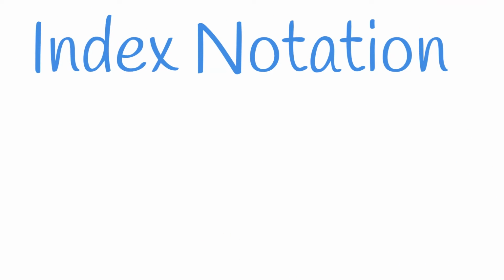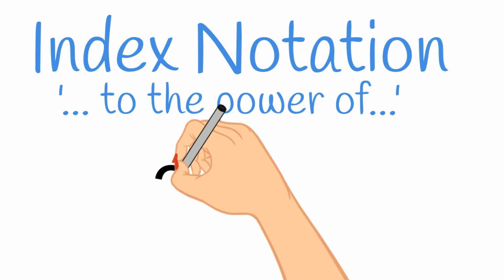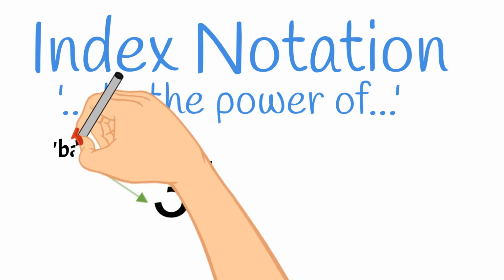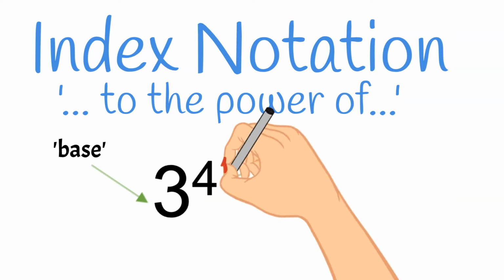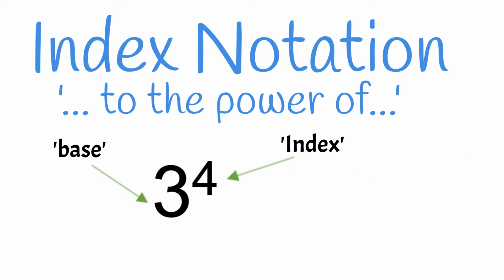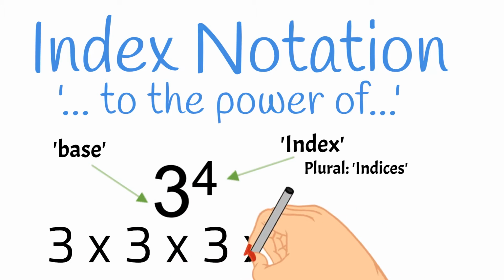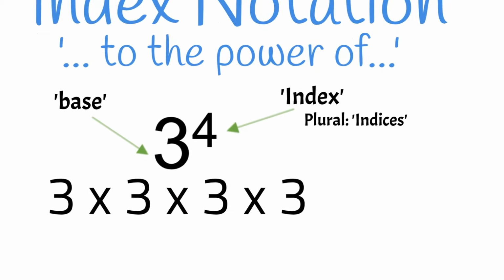Index notation is when we have something to the power of something else. For example, 3 to the power of 4. That 3 is called our base number, and that 4 is our index. The plural of index is indices, and they tell us how many times the base number multiplies by itself. So in this case, it's 4 times. So 3 times 3 times 3 times 3.